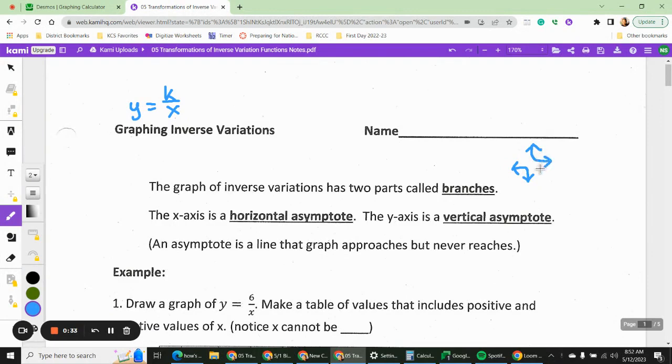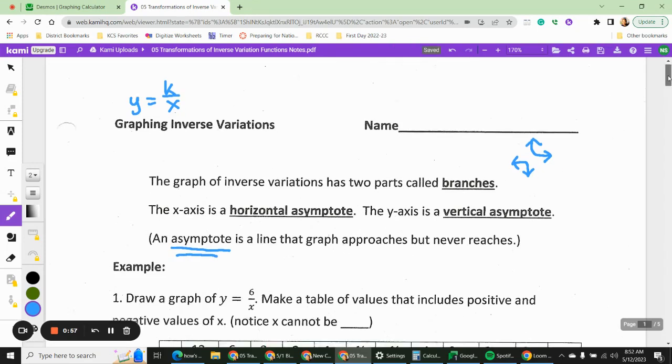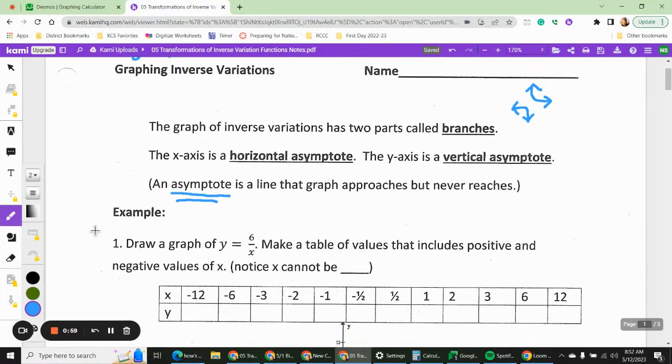And it can be reflected, but we'll talk about that. The x-axis is a horizontal asymptote, and the y-axis is a vertical asymptote. Now, asymptote is a new word, so let's underline that. Here's our definition. An asymptote is a line the graph approaches but never reaches. So basically, it's kind of like a guardrail. The graph just never gets to that point.